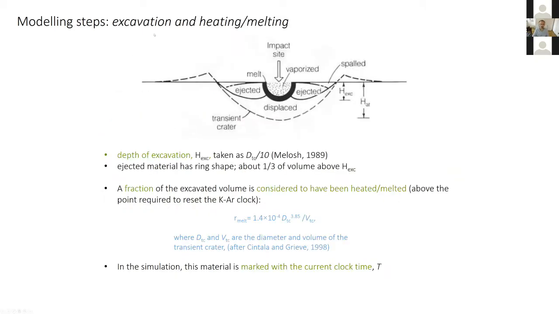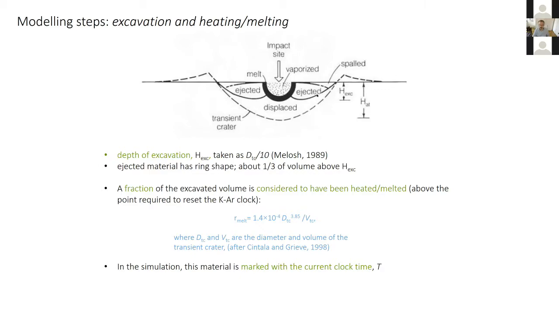Here's the next step where we look at excavation and heating and melting. So this is a diagram from Mellish, which roughly explains what happens to the different parts of the crater, or different parts of the target material after the crater is formed. So you see that the ejected material is initially in this area here. It's a kind of torus around a central area. This part in the center is vaporized. This part in black is melted. The lower part is displaced.